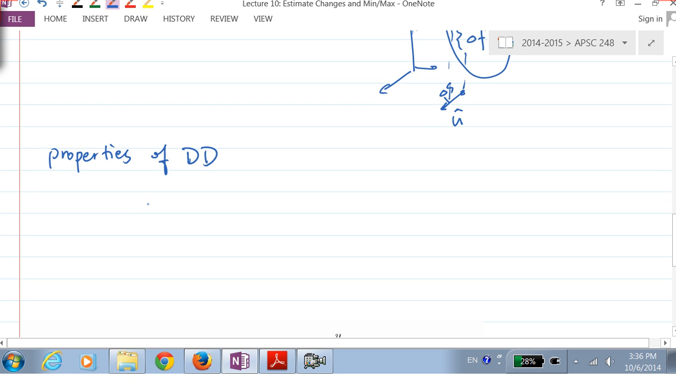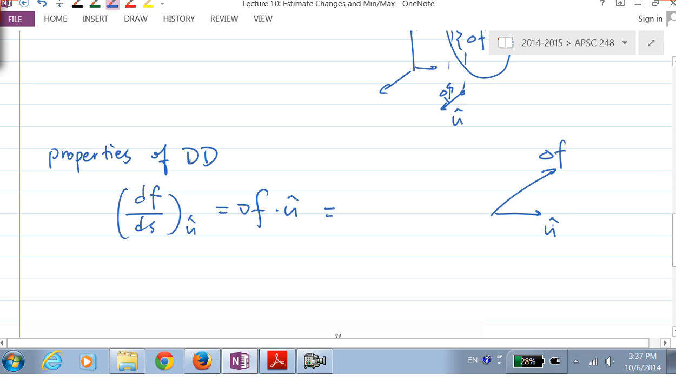Okay, so let's go back to the formula for the directional derivative. Just rewrite it here. Now this is a dot product, right? As we learned in the dot product, if you look at the dot product here, basically what does that mean? You have del f, which is a vector. You have u hat, another vector right here. It's a unit vector. So you're doing the dot product.